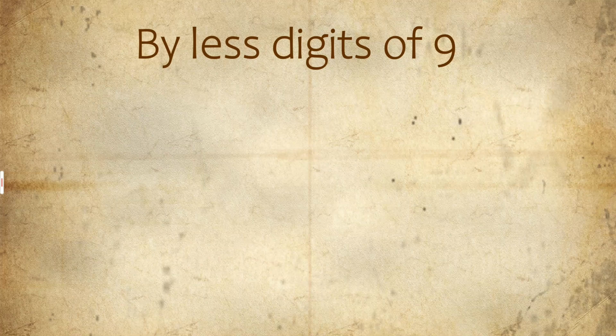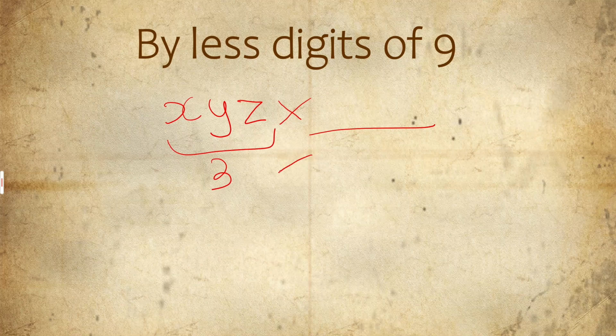Let's move on to the next concept, that is less digits of 9. What does less digits of 9 mean? It basically means that if I'm multiplying xyz, it should be multiplied by digits of 9 that are fewer than 3, because xyz has 3 digits, right? So this has to be lesser than that. So it can be 2 or 1. So it's going to be 9 or 99, as long as it's lesser, right?